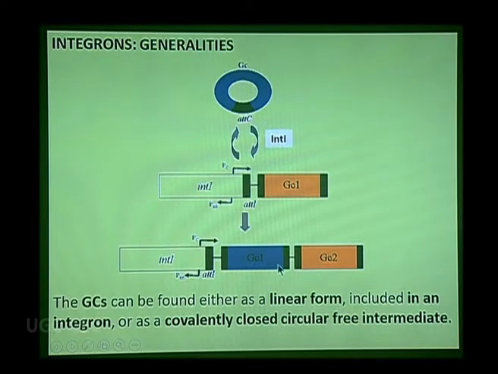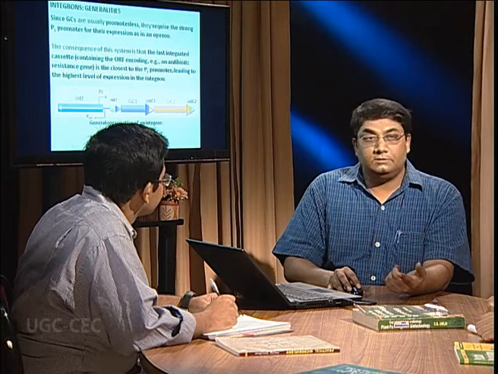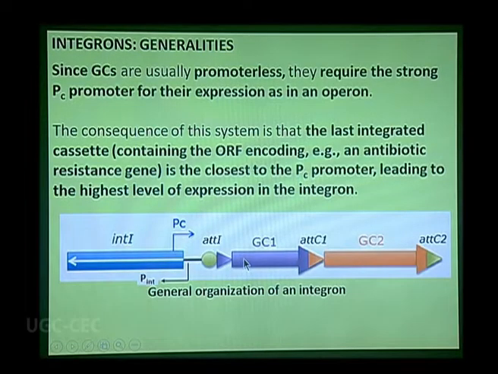When the gene cassettes are embedded within the integron, you can see that they exist in a linearized form. But when they are free in the environment, they exist as a covalently closed circular DNA element. Now, these gene cassettes that contain the open reading frames, which can most frequently be antibiotic resistance genes, themselves do not contain any promoter.